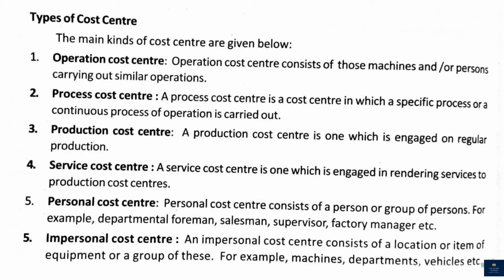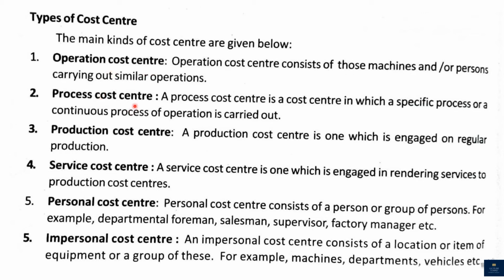First one, operation cost center. An operation cost center consists of those machines and or persons carrying out similar operations. For example, for running a machine, there are different kinds of costs incurred, like fuel and labor cost. There are different types of cost involved to work a machine. Those costs are accumulated. That is an operation cost center.